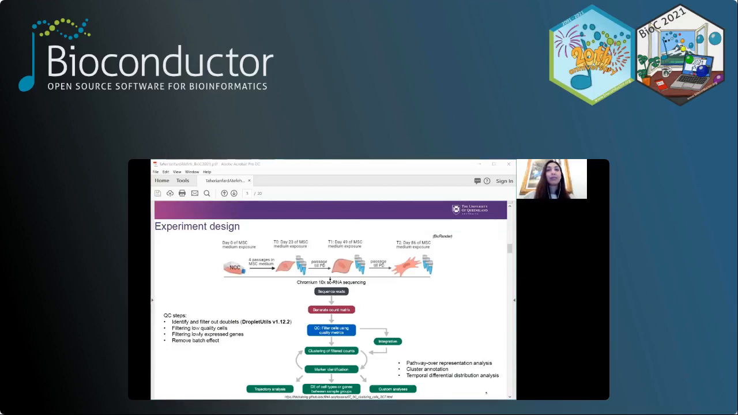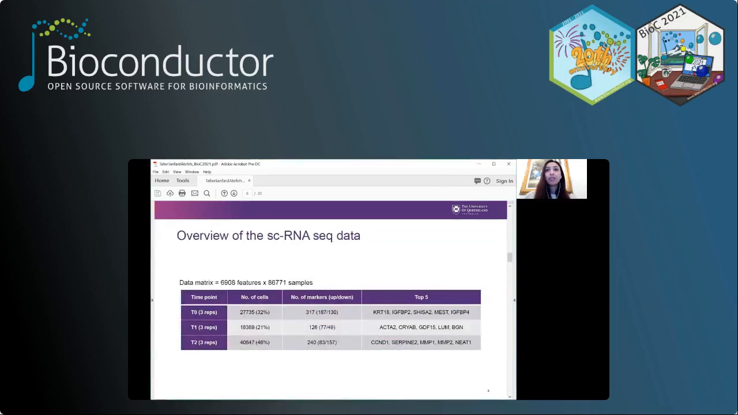So here is the experimental design. MSCs were cultured to population doubling. We captured the single cells at 3 different time points representing young, pre-senescent, and senescent MSCs. And there were 3 replicates at each time point. And here are the general steps that we followed to pre-process the data. We had to deal with batch effect issues, which I can explain more about during the Q&A session. Just to give you an idea about the scale of the data, we had around 100,000 cells, but ended up with around 86,000 cells and around 7,000 features after pre-processing.